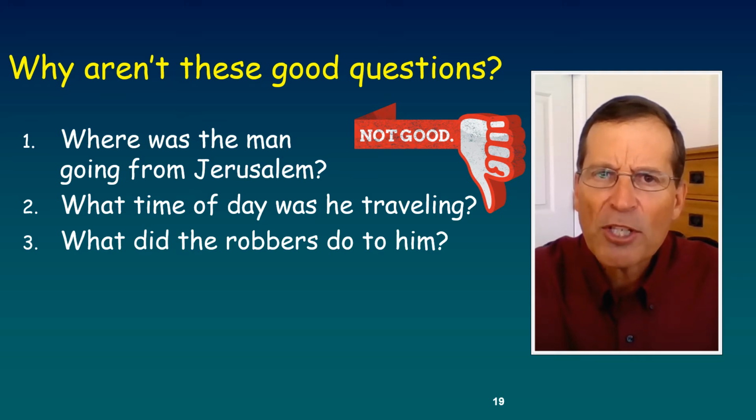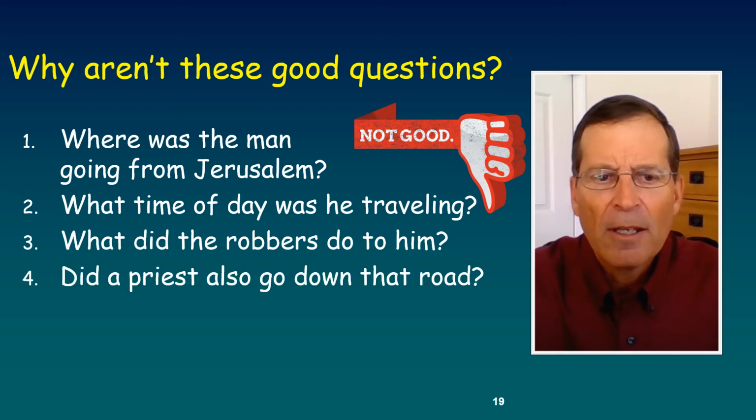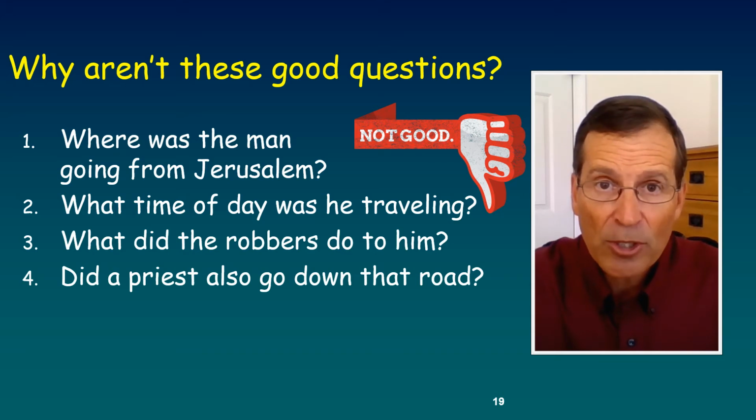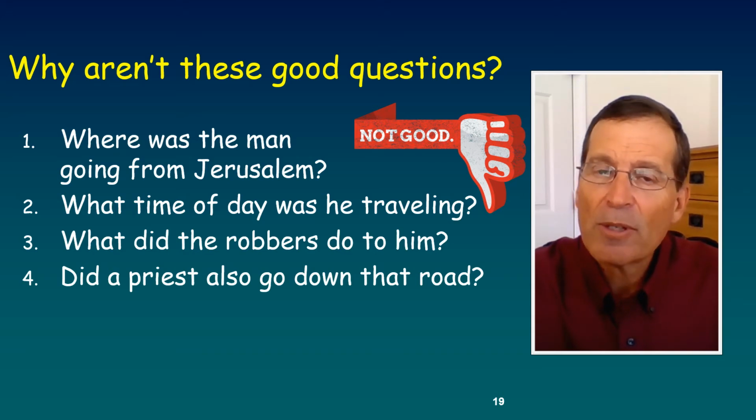Well, not a good question because it's already clear in the text that they attacked him, stripped him of his clothes, and beat him. It might be hard for a helper to remember all three of those, but it is clear in the text. Did a priest also go down that road? Not such a good question because it's a yes-no question, and the answer is already clear in the text.